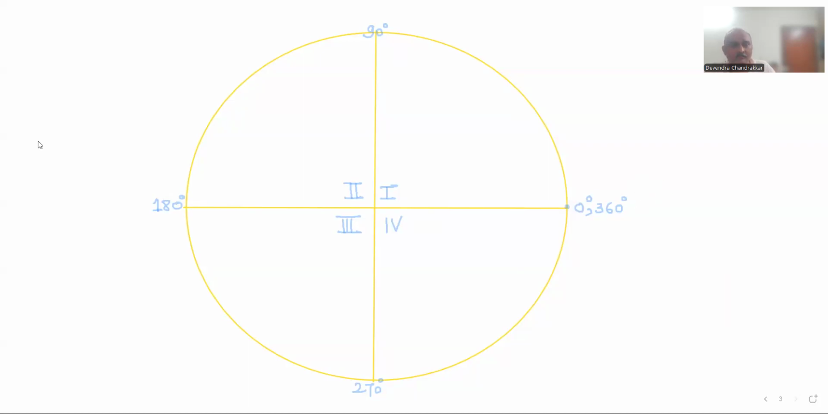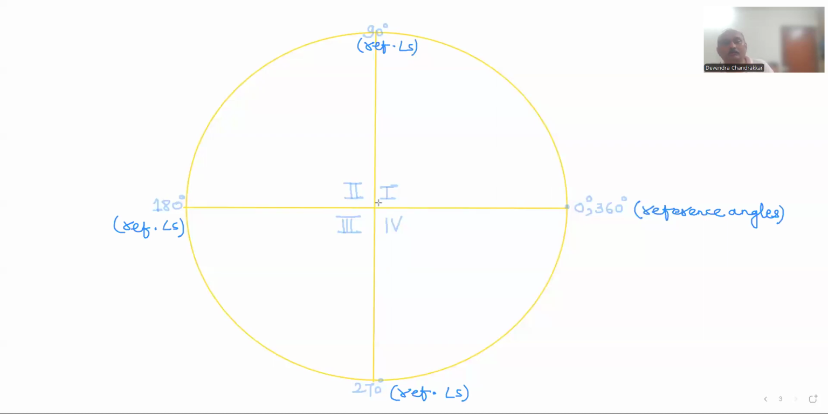These angles, please pay attention. These angles are called reference angles because they are the start and end of a respective quadrant. So these are called reference angles. In short, I am writing it as ref angles. These are reference angles. Any doubts?